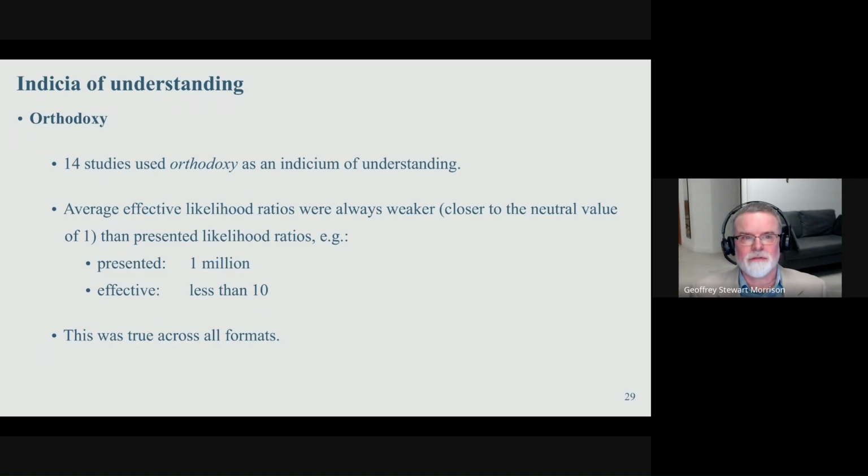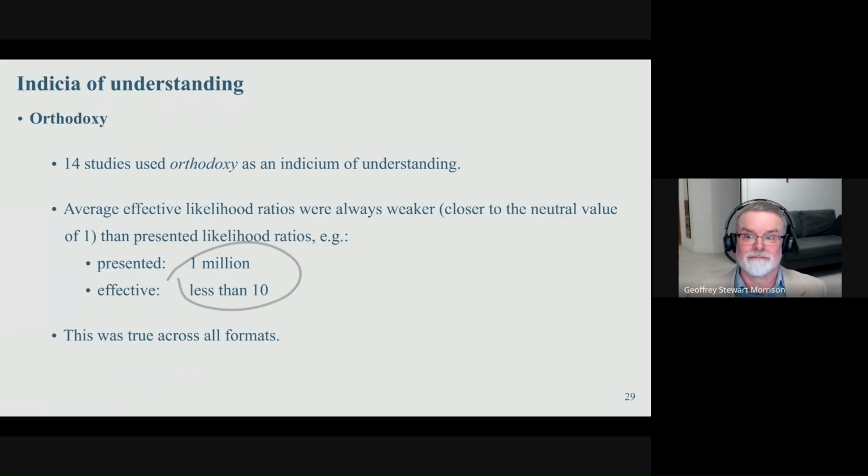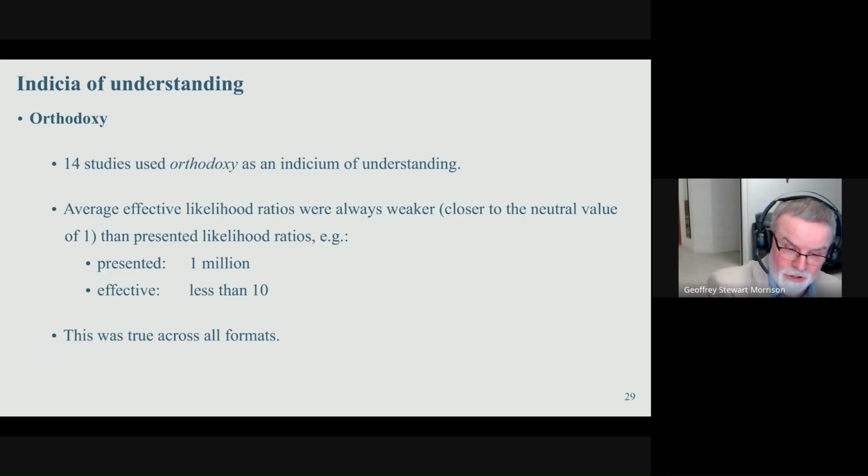So we had 14 studies that used orthodoxy as an indicium of understanding. And here's the bad news, and actually, this is, I think, prefigured in the earlier talk today. The average effective likelihood ratios were always weaker than the presented likelihood ratios, and in many cases they were much weaker. For example, likelihood ratios of 1 million were presented, but the effective likelihood ratio was less than 10. And this was true across all formats.